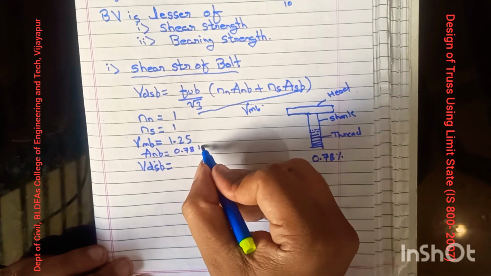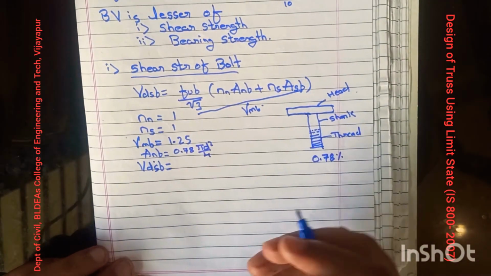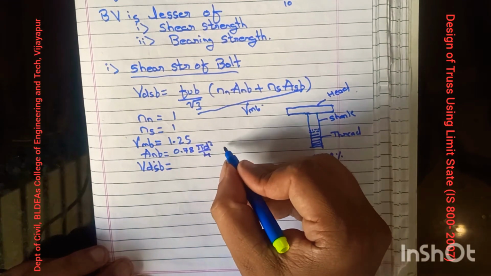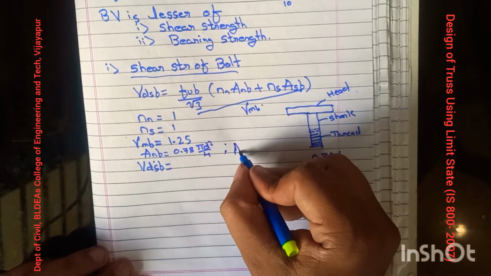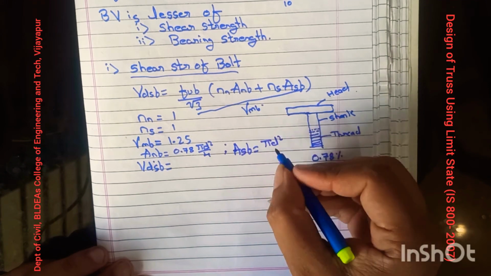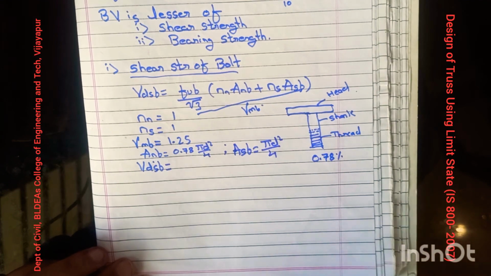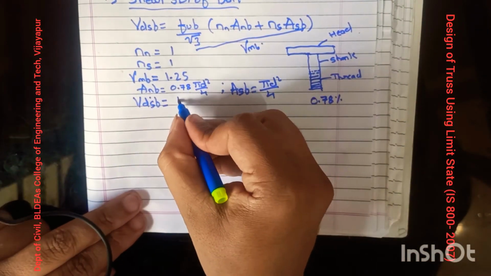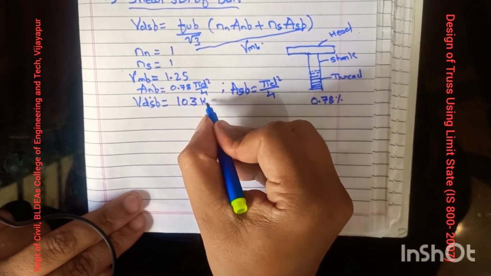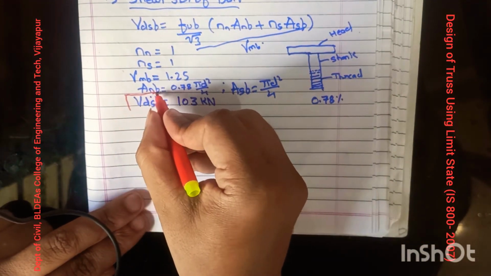0.78 times pi d square by 4, that is the area in thread, slightly lesser, and ASB is directly complete, there is no reduction there, pi d square by 4, where d is the diameter of the bolt. It comes around 103 kilonewton. So this is the value of the bolt in shear.